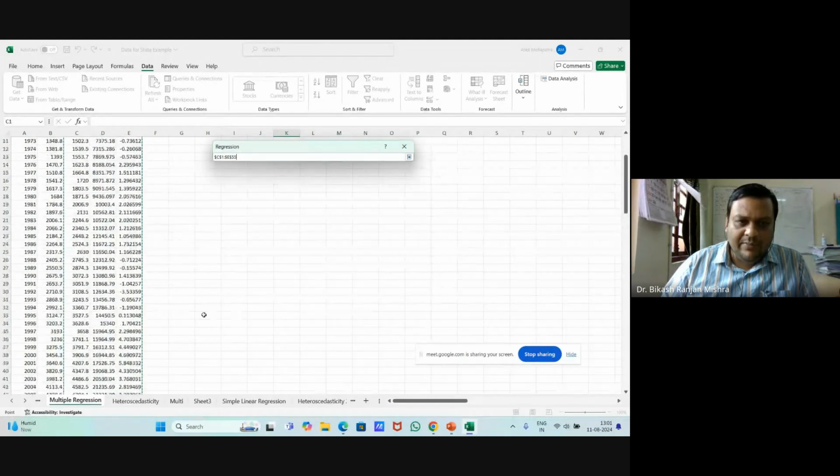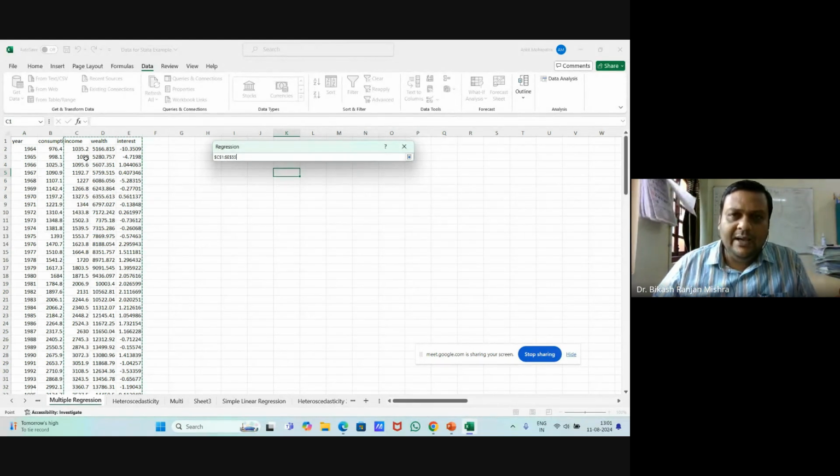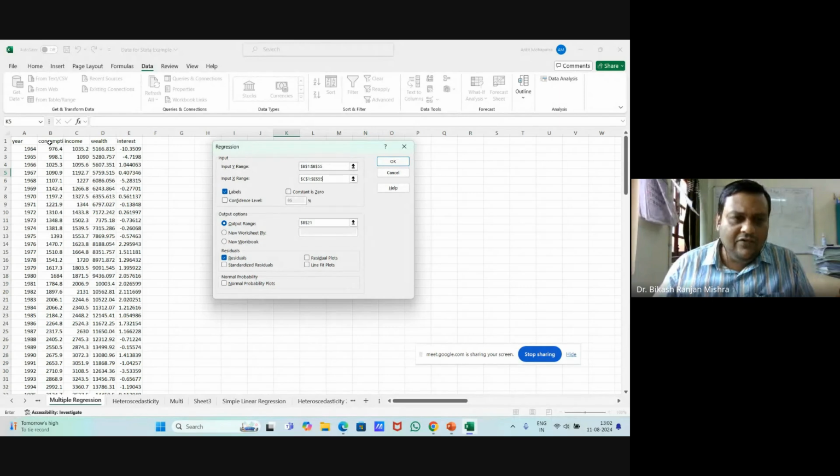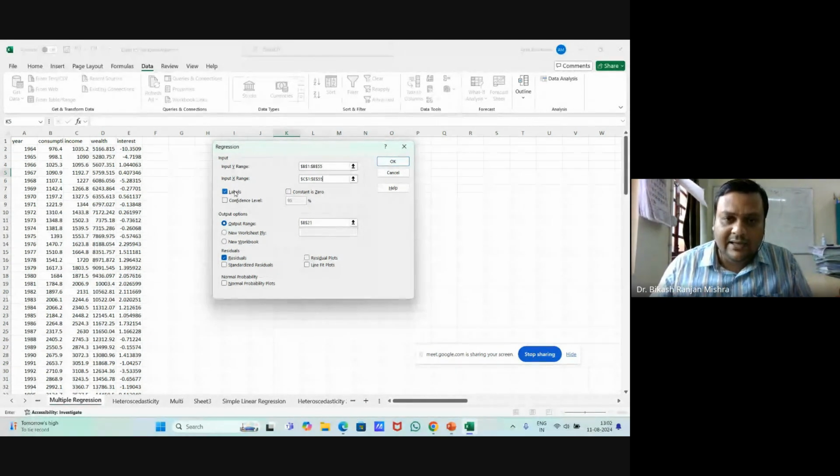Wherever you want to execute a multiple regression, all the right-hand side variables should be available together in one go, that means columns C, D, E kind of thing. Then it will be easier for you to select them in one go. Then, as usual, you select the label, because you have selected the headers consumption, income, wealth, etc. If you have not included them, then this tick mark is not required.